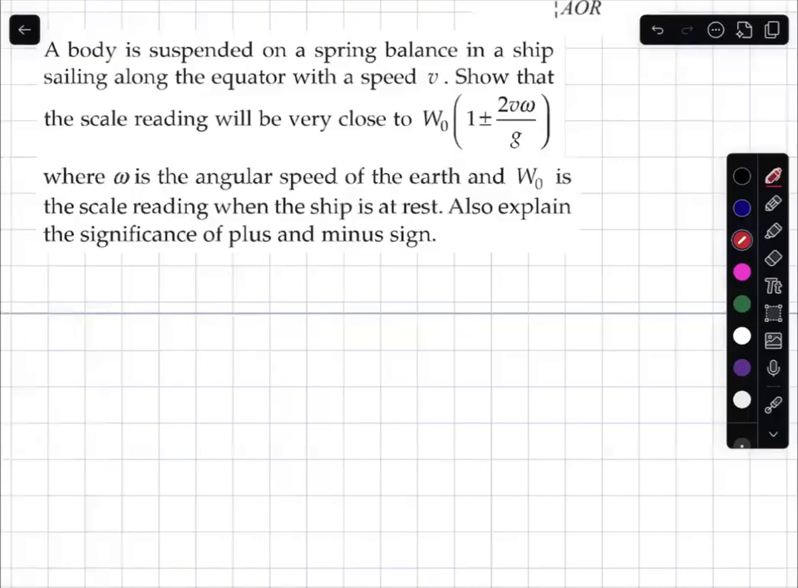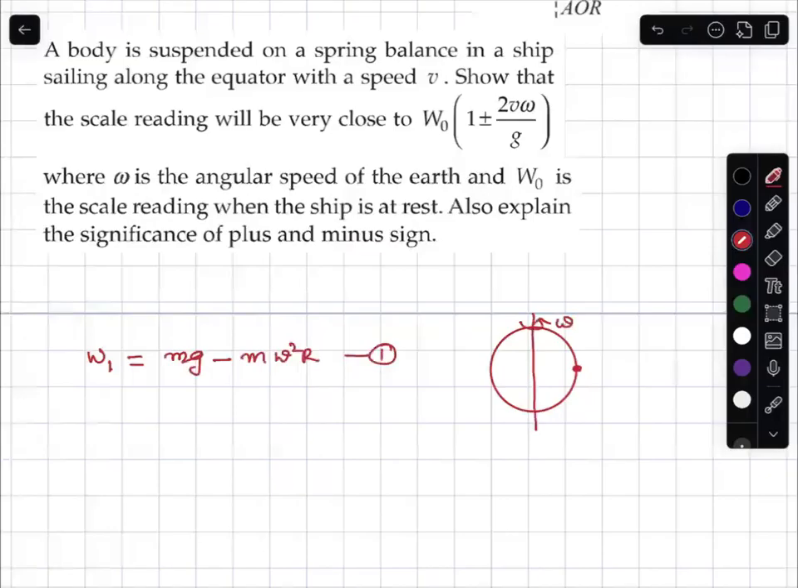See, I am assuming the ship is not sailing at all. Just the ship is on the equator. Right. Now, what is the weight in that case? Means it is just at the equator, rotating with omega speed. In that case, W1 is mg minus m omega square r. Any doubt in this part?